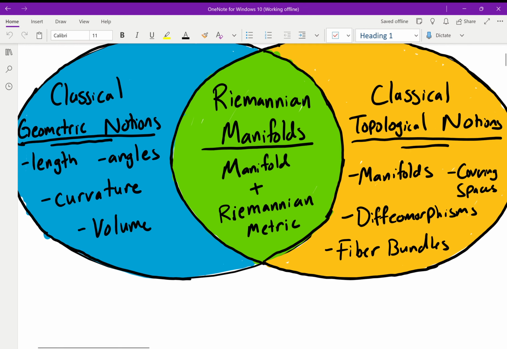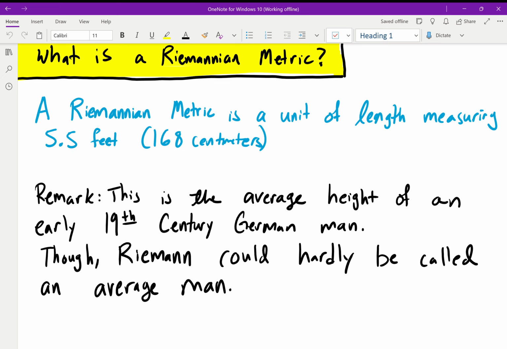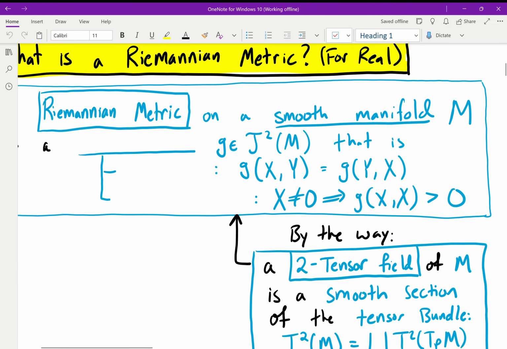So let's begin. A Riemannian metric is roughly 5.5 feet. This is the average height of a 19th century German man. Although, okay, sorry, jokes aside, what actually is a Riemannian metric?